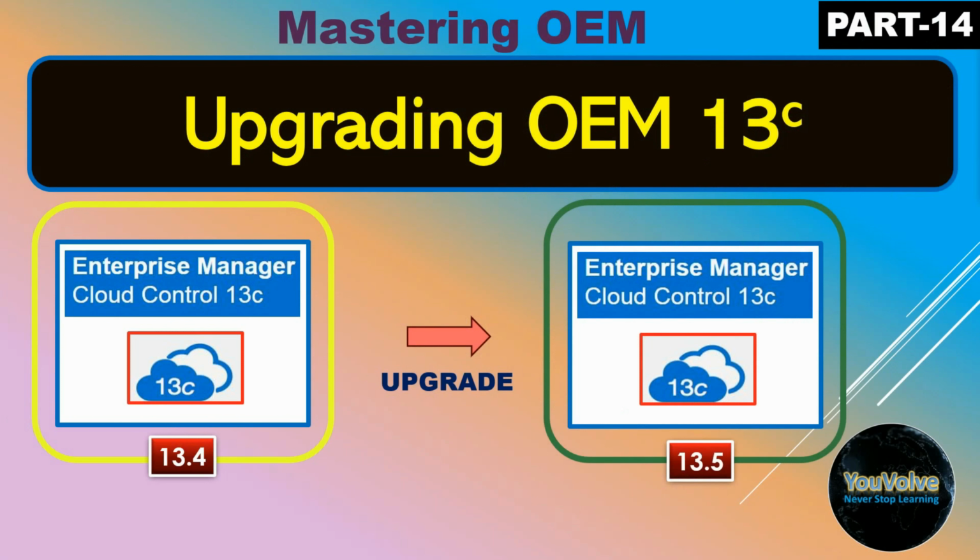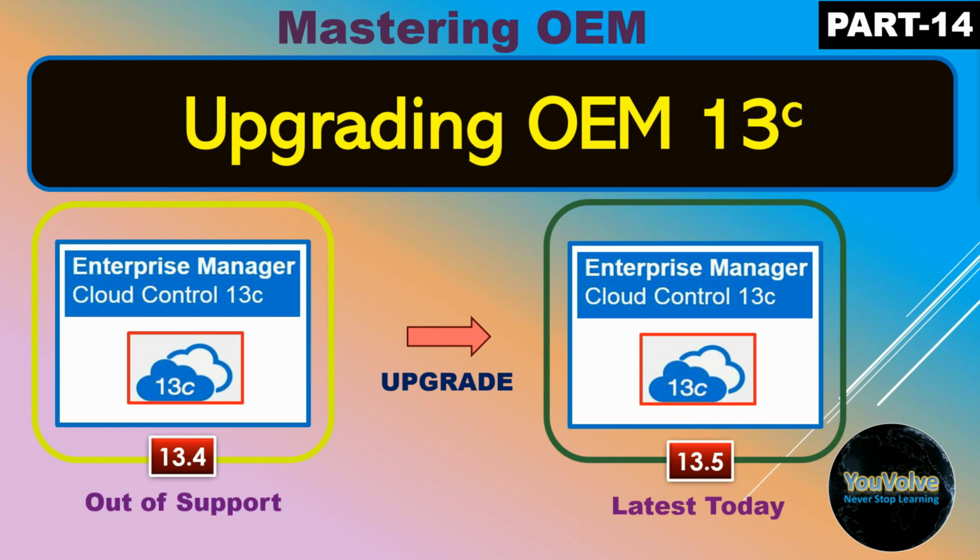So in the first part of this tutorial, we will cover all the steps required to upgrade an existing OEM release 13.4 system to release 13.5 on a Linux platform. In fact, OEM 13.4 is already out of support unless you have an extended support contract with Oracle Corporation, and release 13.5 is the latest as of today's date. Also, the upgrade method explained in this tutorial will be mostly the same for any other older release of OEM like 13.3, etc. I believe the same method will be valid for a future release also, unless Oracle suggests otherwise.